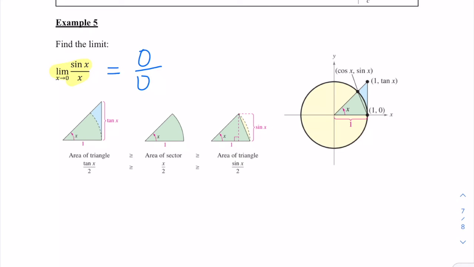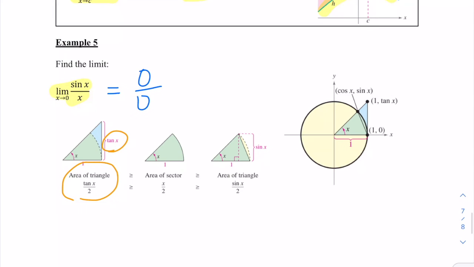We know that this is going to be sine of x. And if we extend the line to the tangent, well, we know that this length here will be tangent of x. So if we're going to find the area of that triangle, it would just be 1/2 times base times height, which is 1 times tangent of x. So you get tangent of x over 2. If we're going to find the area of this triangle, well, you know that the area again is 1/2 base times height. So 1/2 times 1 times sine x will give us sine of x over 2.